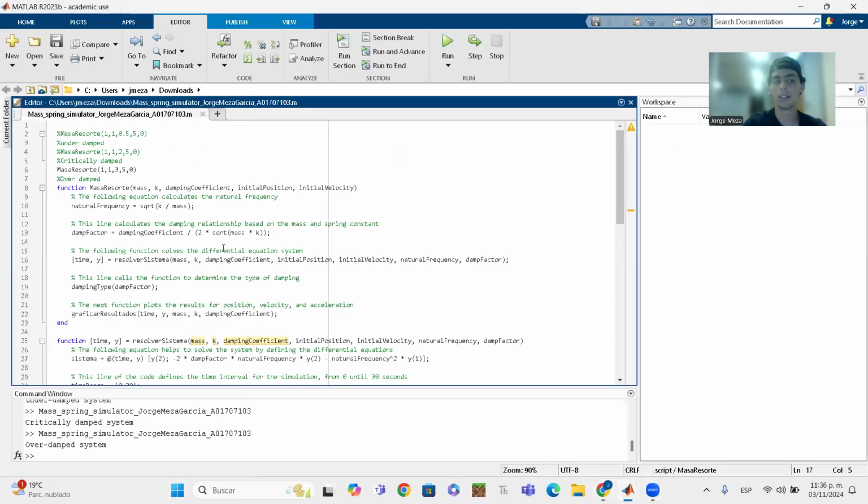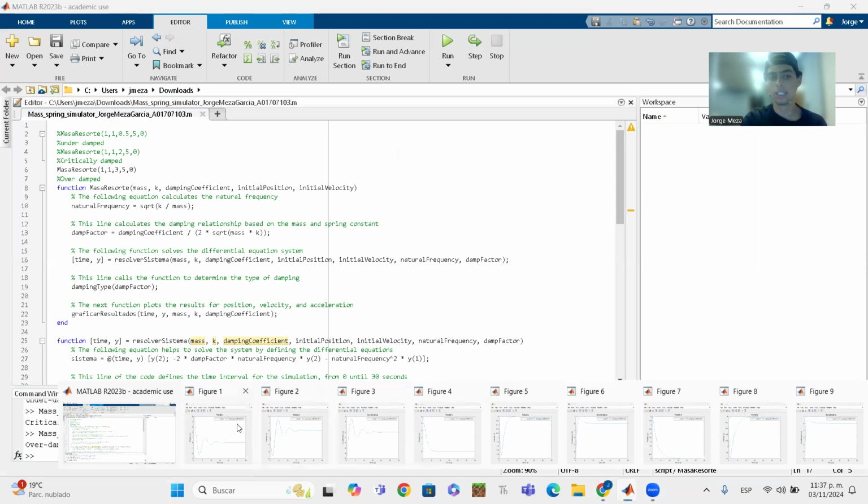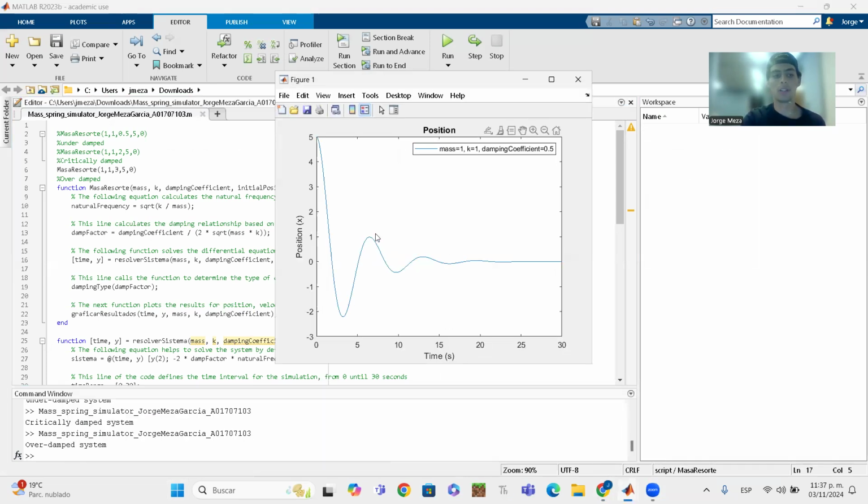Next, we have this question that I'm going to answer with my MATLAB code, which is here. I already ran the three different cases required: the one that is underdamped, the critically damped, and the overdamped. How do we know which one is which? Here is an example of the one that is underdamped.